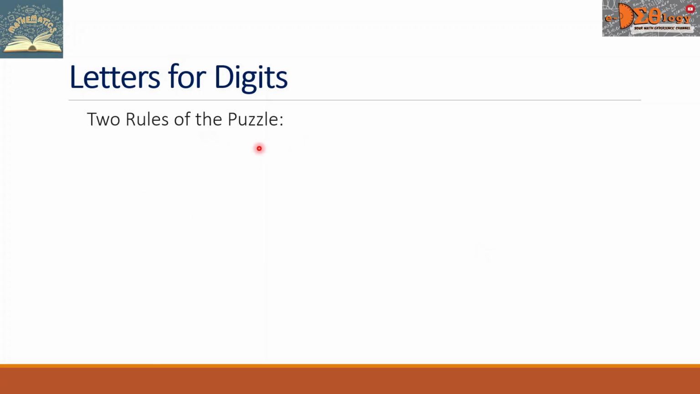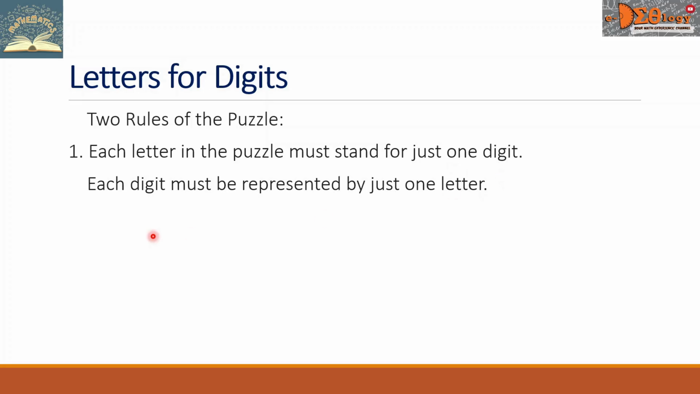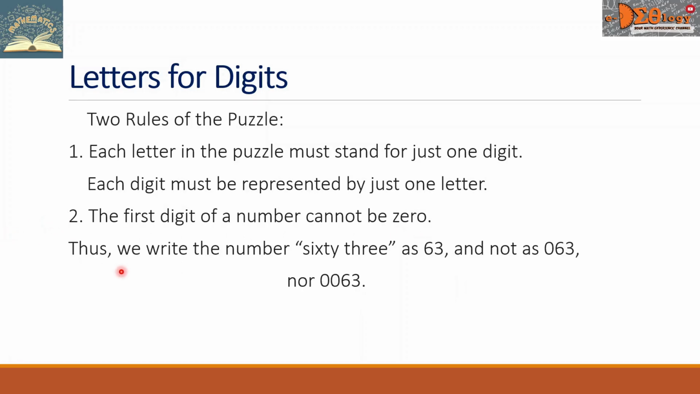There are two rules of the puzzle. Number 1, each letter in the puzzle must stand for just one digit. Each digit must be represented by just one letter. The first digit of a number cannot be 0. This is the second rule. That means we write the number 63 as 63 and not as 063 nor 0063. Finally, the general rule: the puzzle must have just one answer.